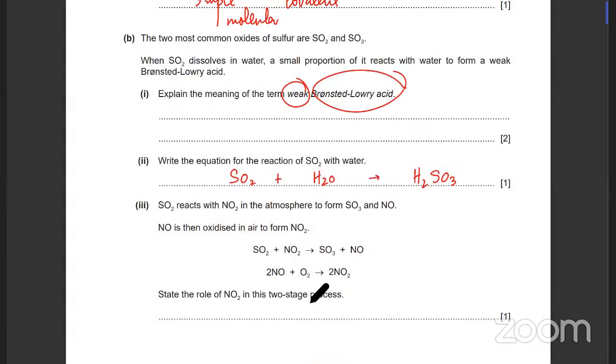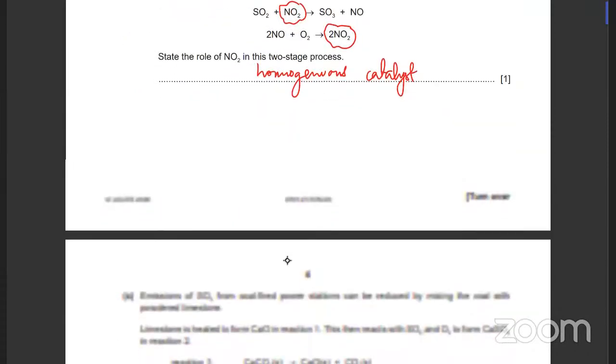You've got another reaction. Part number 3: state the role of NO2 in this 2-stage process. What is NO2 doing over here? Catalyst. And what type of catalyst? Homogeneous, because all of them are gases. So NO2 remains unchanged. It takes part in the reaction, but remains unchanged. So this is a homogeneous catalyst because the state of the catalyst is the same as the reactants.